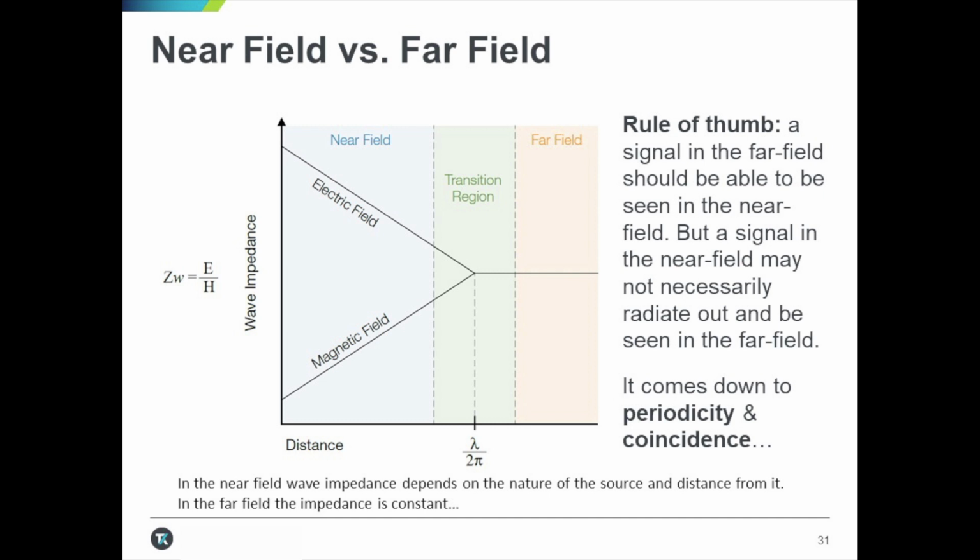And one question we often get is, how do I know if a measurement in the near field will end up showing up in the far field? The short answer is it can be complicated. This is because the strength of the far field signal is dependent not only on the strength of the source, but also the radiating mechanism's antenna factor, as well as any shielding or filtering that may be in place. We have to remember this rule of thumb. A signal in the far field should be able to be seen in the near field, but a signal in the near field may not necessarily radiate out and be seen in the far field.